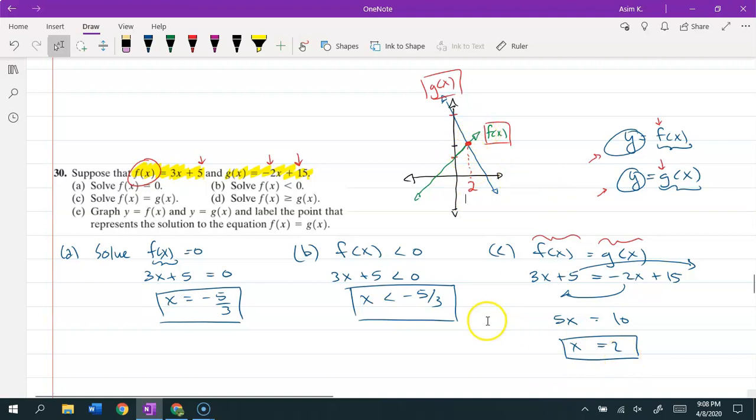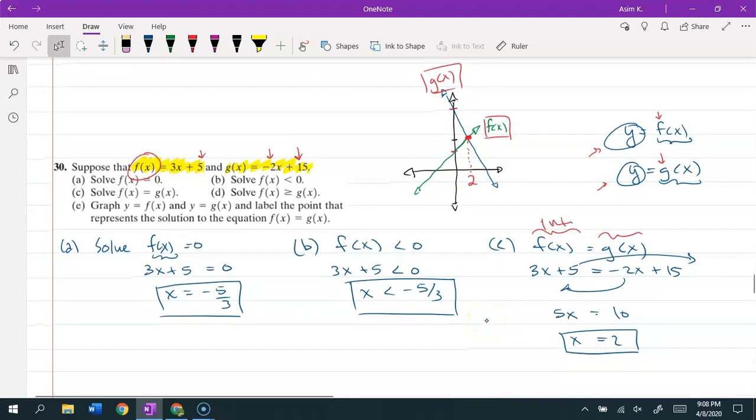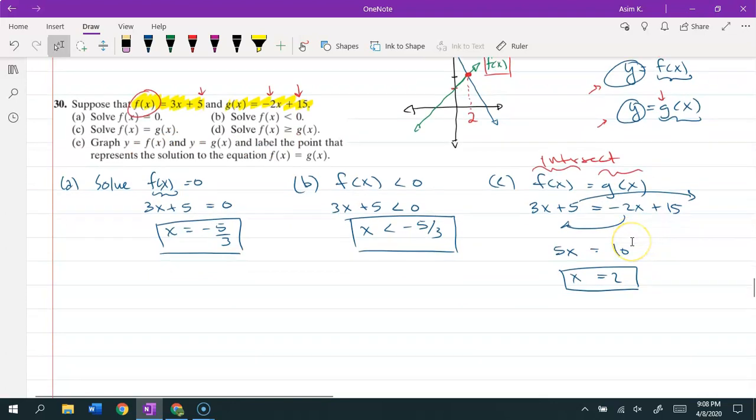So this letter C, one of the reasons why we do it is for you to realize that when you take two functions and set them equal to one another and solve them, that's actually finding the intersection point of them. All right, letter D.